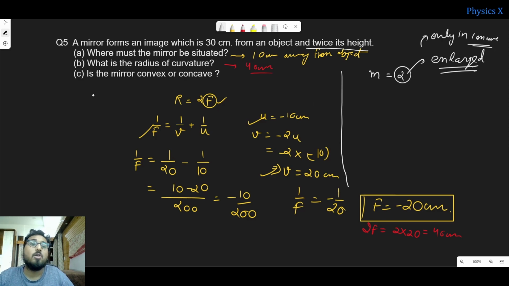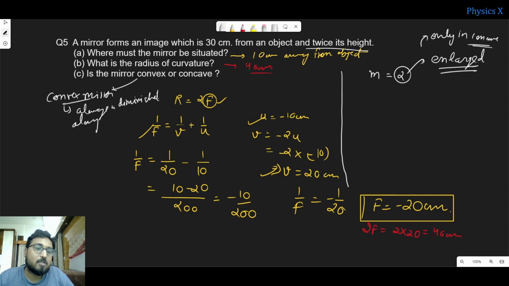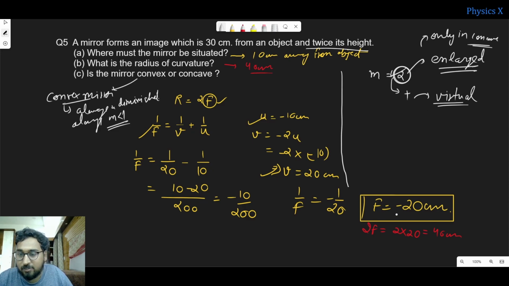Because I told you that a convex mirror always forms a diminished image. So m is always less than 1 in a convex mirror, but here the magnification is 2. So 2 means what? The image is enlarged. And you can also see that there is a plus sign. So plus sign means virtual image. Okay, virtual image, enlarged image, and see the focal length. It is 20 centimeter.